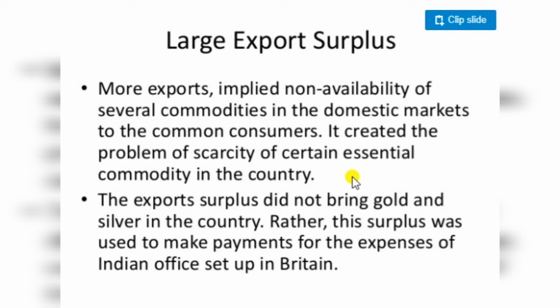The last topic we have to learn now is the large export surplus, which depends on the volume of trade and directions of trade. There was a huge export surplus, with exports more than imports during the 1950s. India's exports and imports were estimated at around 403 crore and 389 crore, which shows that our export surplus was more than imports. The export surplus did not bring gold or silver into the country. Rather, this surplus was used to make payments for the expenses of Indian offices set up in Britain. So again, this also affected the economy.